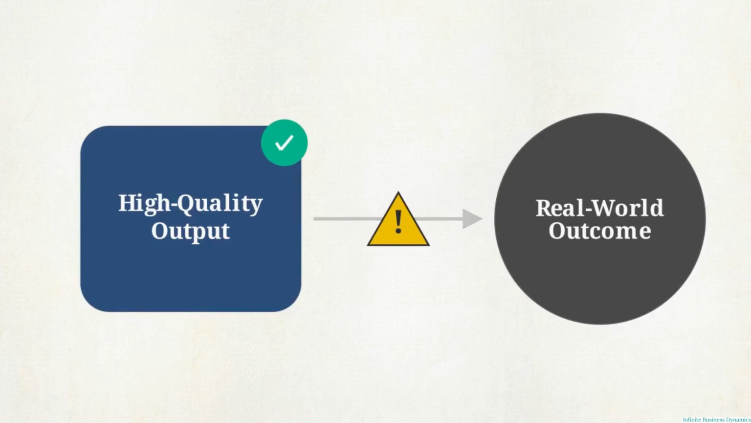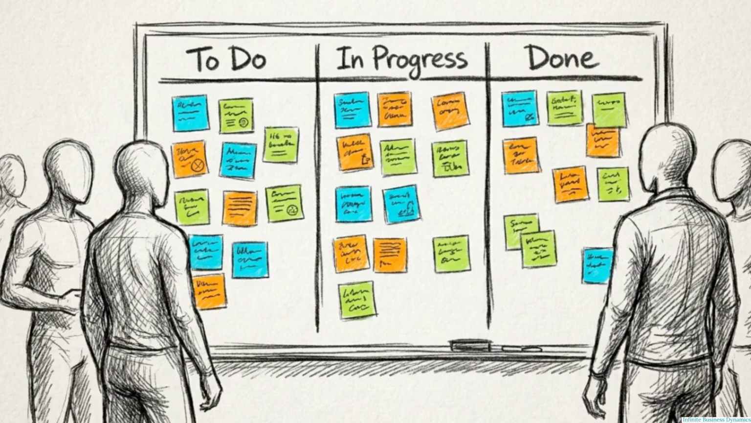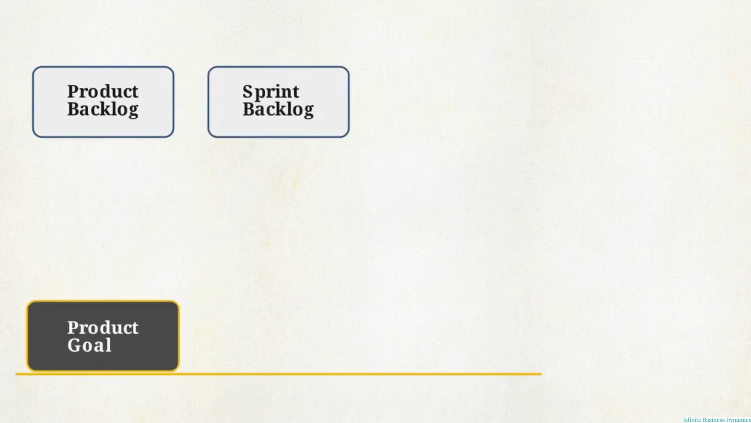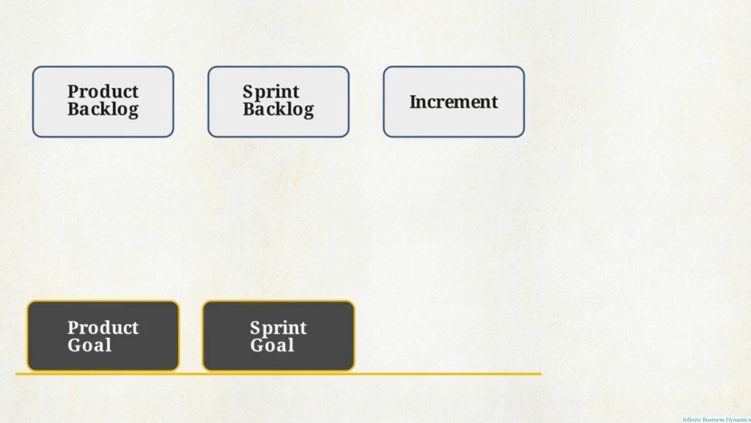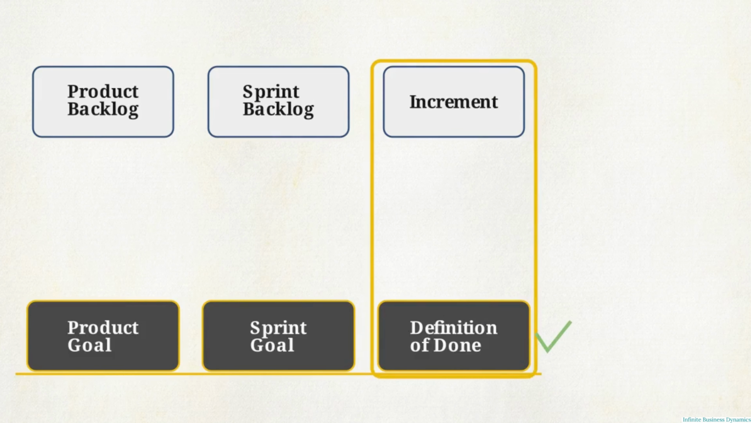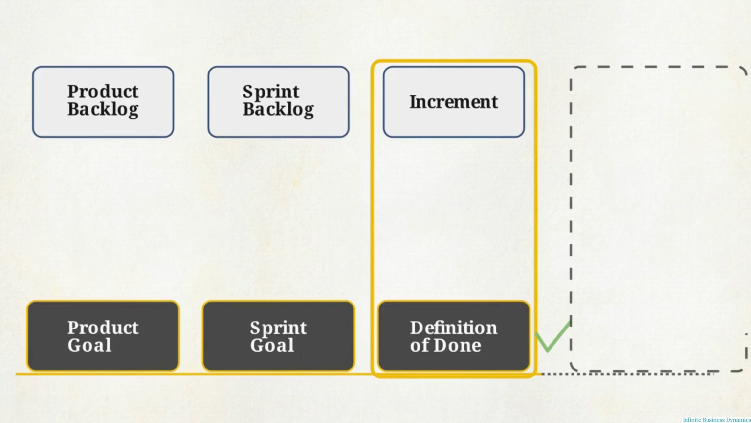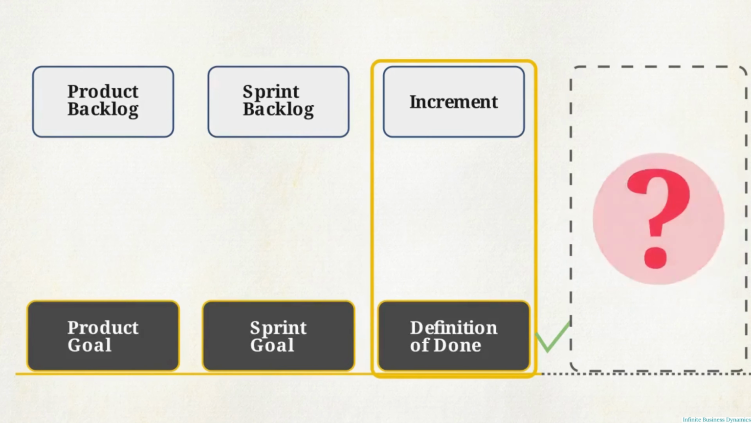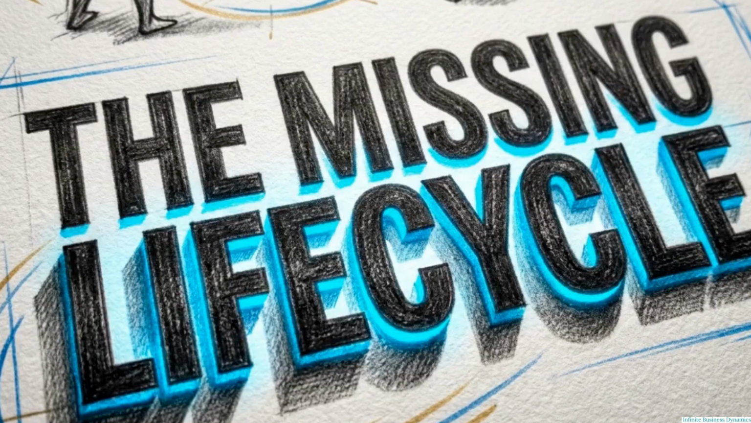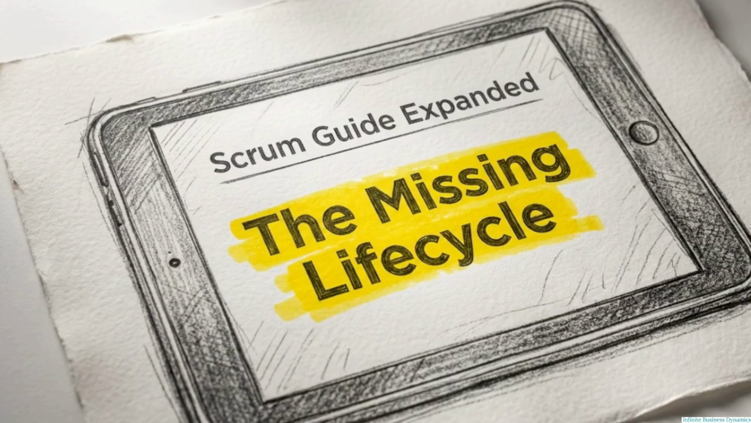To understand why this happens so frequently, we have to look at the standard operating system most of these teams use, the 2020 Scrum framework. The traditional framework relies on 3 pillars to drive delivery: product backlog to product goal, sprint backlog to sprint goal, and increment to definition of done. That third pillar guarantees pre-release quality, but provides no structural mechanism to validate what happens after. This structural gap is why the Scrum Guide Expanded was developed. It is an elaboration, not a replacement, designed specifically to capture that missing lifecycle.